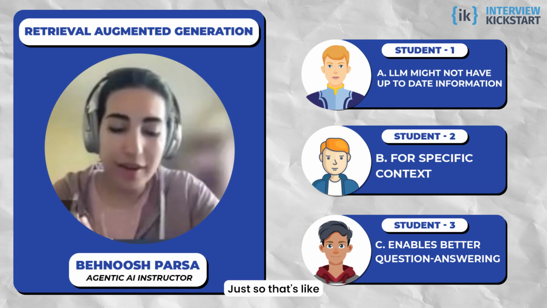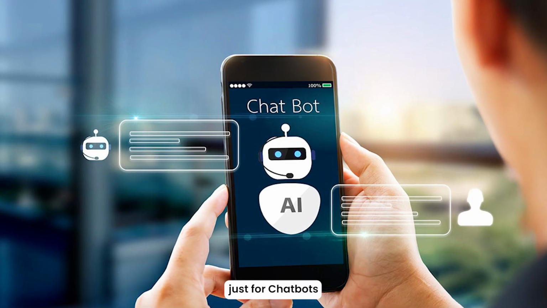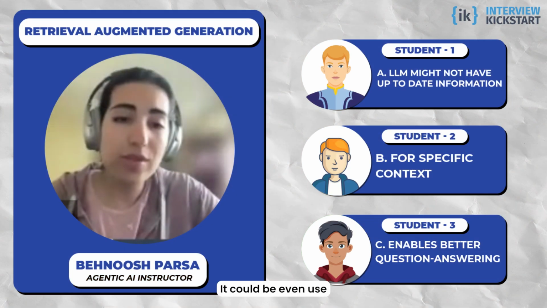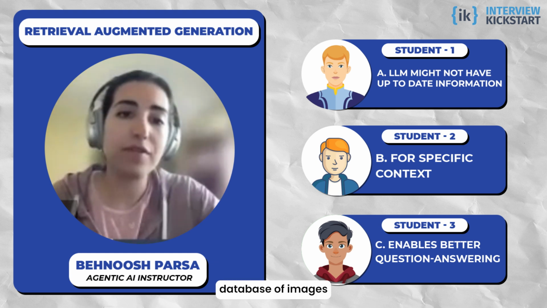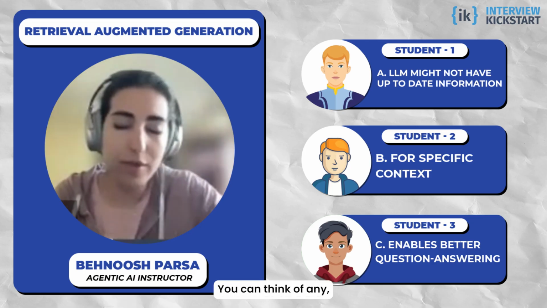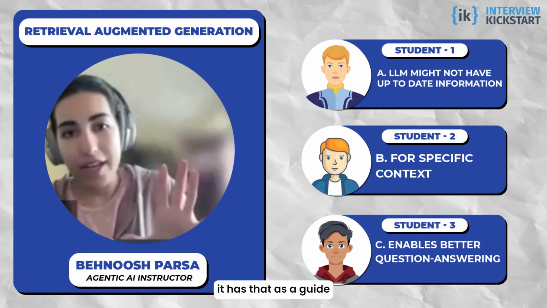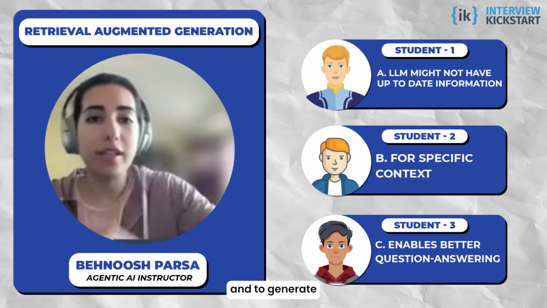Just so that I plant the seed, RAG is not just for chatbots or in a chatbot application. It could even be used in image generation. It's called image RAG. When you want, for instance, a database of images with a specific style or content, you can think of any situation there, it serves as a guide when a prompt from the user comes in to generate a new image.